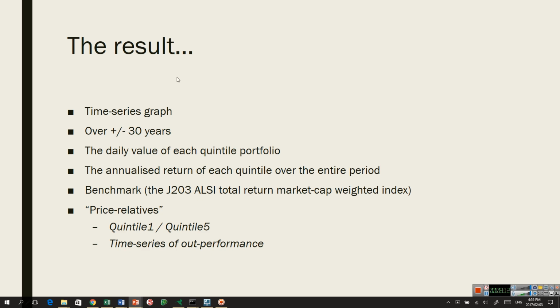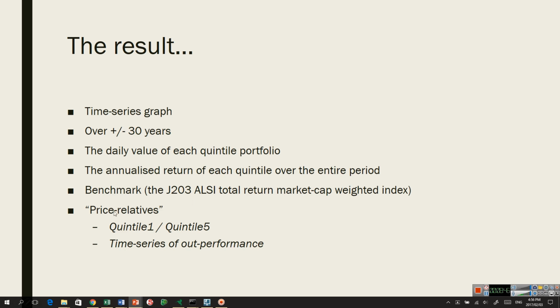So the result that we can look at is a time series graph which tracks over about 30 years, and we'll get the daily value of every quintile portfolio, each of our 5 portfolios. We will have measured total returns, including dividends, and we will also be able to calculate the annualized return of each quintile over the entire 30-year period, and see how they've done. We're going to include in our graphical plot the benchmark, which will be the all-share total return index, which will be market cap weighted in this instance.